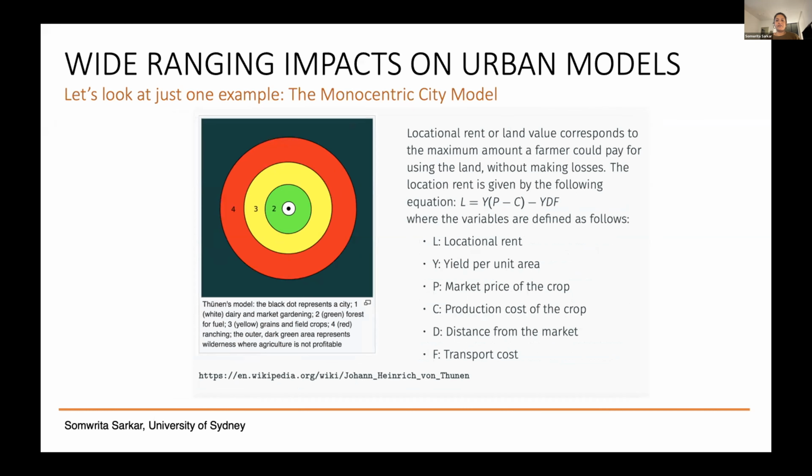It's pretty clear that my locational rent is decided by the yield per unit area multiplied by the market price minus my production cost. And I subtract the yield per unit area times the distance from the market times the transport cost per unit. So it's this trade-off that gives me the locational rent at a particular point. And this is essentially the reason why things organize in concentric circles.